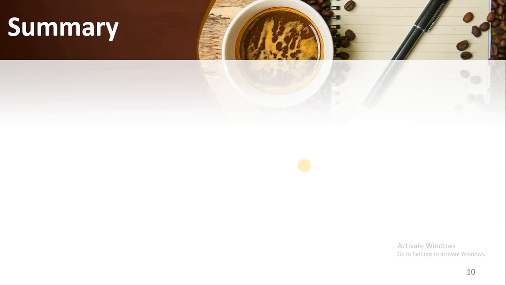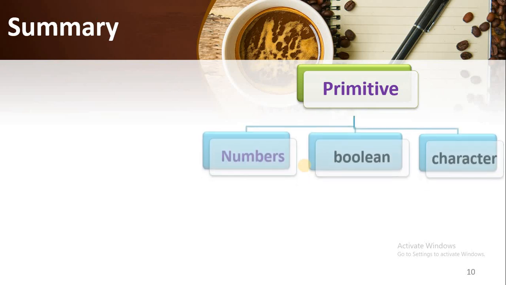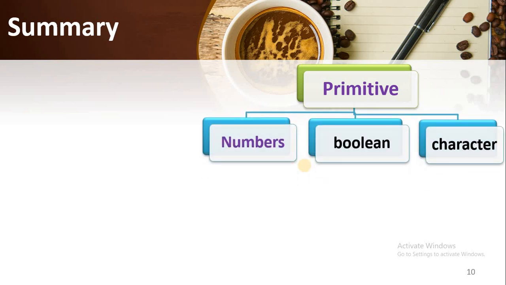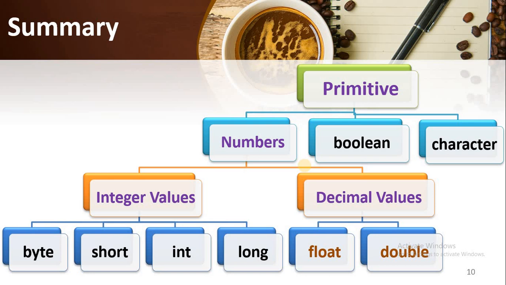Now let us see the summary of the complete data types concept. We started our discussion with what a data type is and what the types of data types are, and later one of the categories of data type is primitive. In the primitive we have three categories: numbers, boolean, character. Just now we covered boolean and character. And in the numbers we have two categories again: integer and decimal. We covered the integer types byte, short, int, long, and the decimal data types float and double.